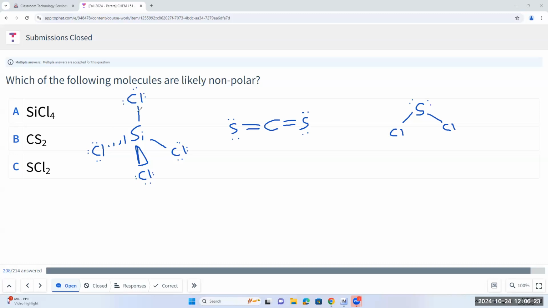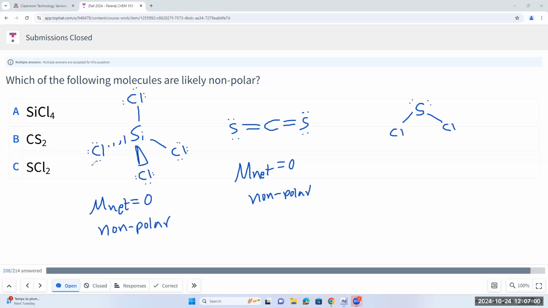Here we have a perfect tetrahedral molecule. We know mu net is 0 here, therefore non-polar. For CS2, I know between carbon and sulfur there's no electronegativity difference. Even if there was, those would cancel each other out. Therefore mu net is 0, and it should be non-polar.